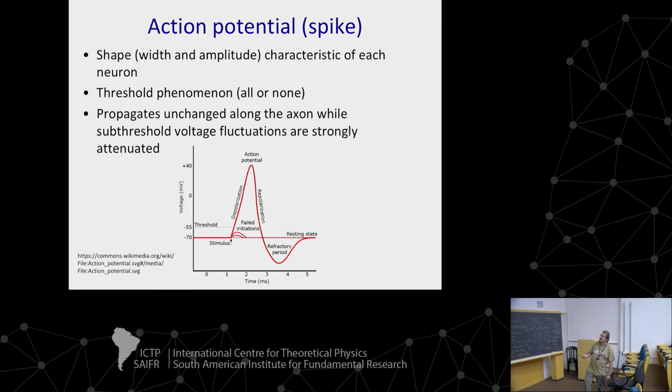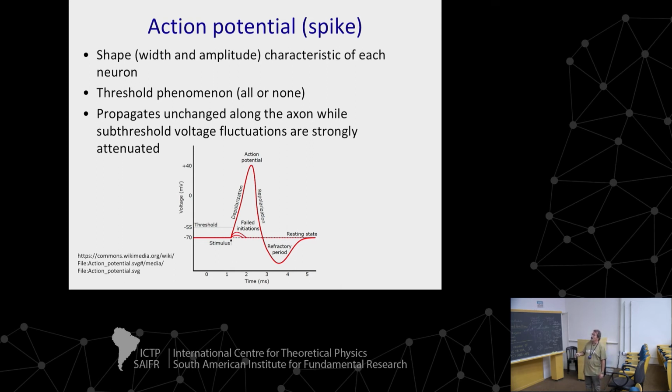So if you have a stimulus here, you have the depolarization phase, and you see here time is in milliseconds, so it's very quick, and then a peak, and then a repolarization, the hyperpolarization phase, which corresponds to the so-called refractory period, a period in which it's very difficult to stimulate a second action potential, and then the recovery to resting state.